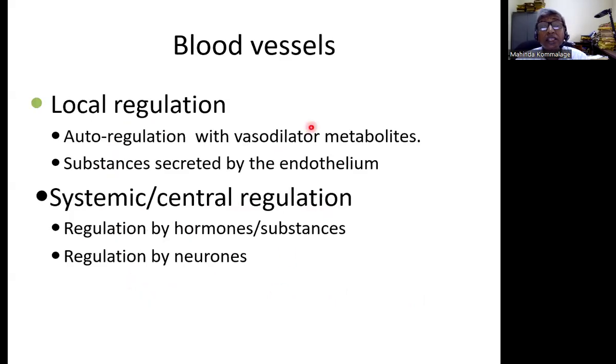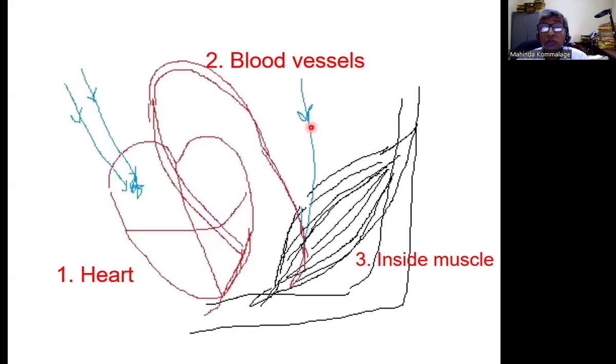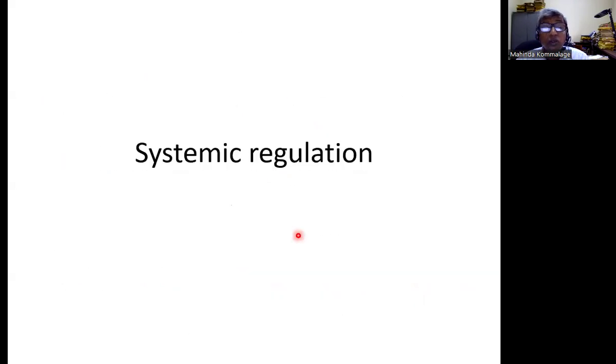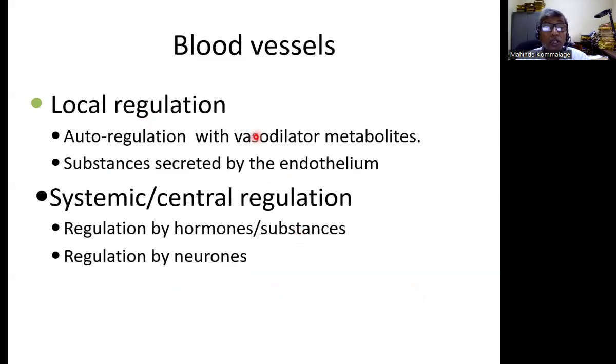So let's see about the blood vessels. For the blood vessels, we have local regulation. So that's what I mentioned. In the blood vessels inside the tissue, we can regulate locally as well as systemically. So blood vessels, we can regulate locally and systemically. Local regulation I will explain later. We call it autoregulation, with vasodilatory metabolites and some substances secreted locally in the endothelium and other places.